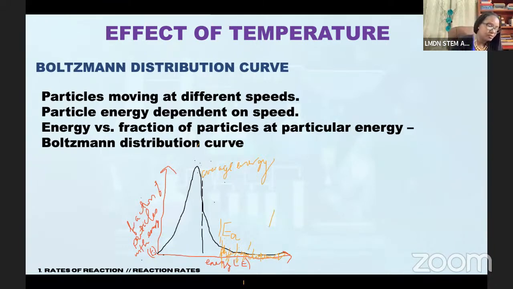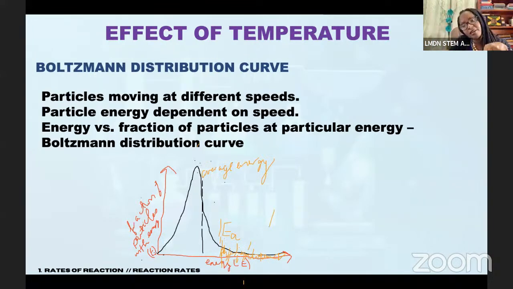And so the total area under the curve represents the total number of particles in the system, right? So say you have 10,000 particles in the system, the area under this curve represents those 10,000 particles. And the shaded area with the orange represents those particles that have the activation energy. And then, of course, on the y-axis, you have the fraction of particles with a particular energy. So when you do the area, fraction of particles times energy, it would give you the total number of particles in the system. So that's just the general thinking behind the Boltzmann distribution curve here.